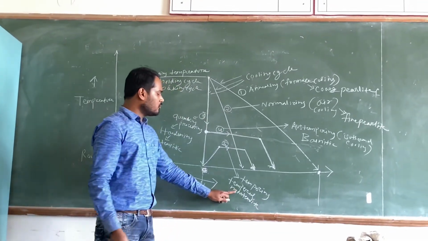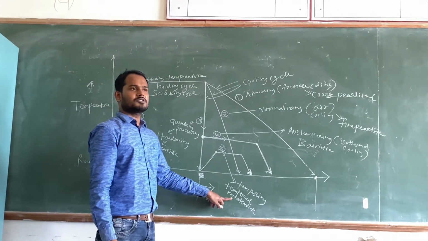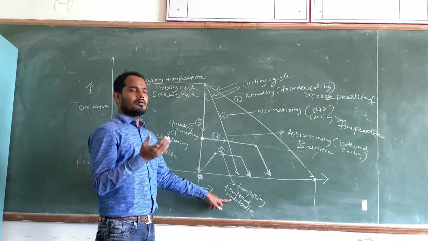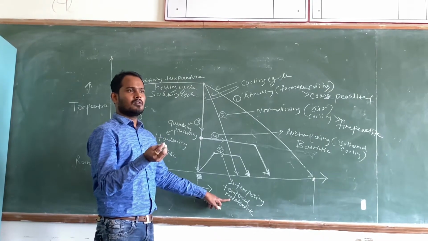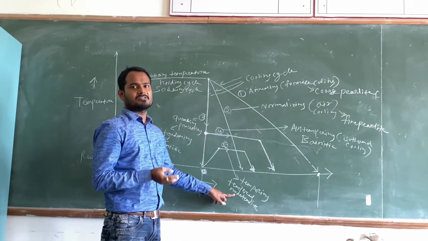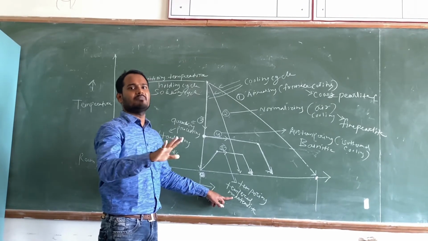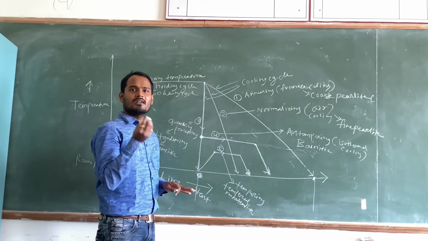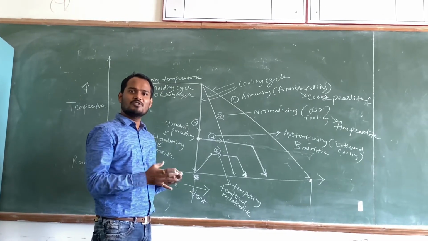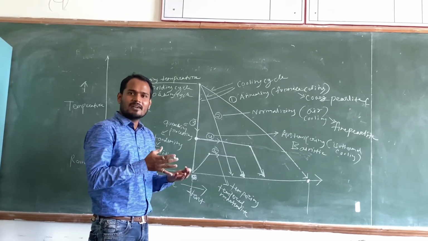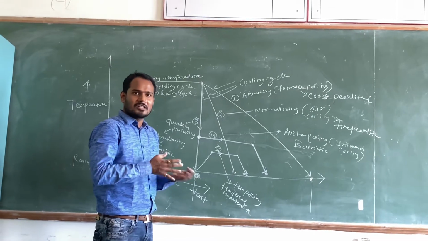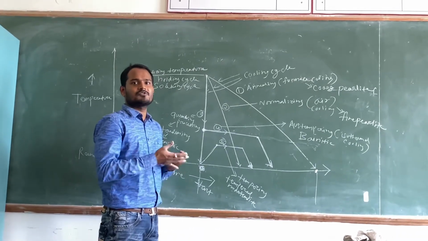If you do full tempering, the microstructure will have ferrite and cementite particles. Cementite granules in a ferrite matrix. Ferrite is very soft and cementite is very hard. So obviously you will get a combination of hardness and good strength and ductility. So you will get good toughness and good strength.